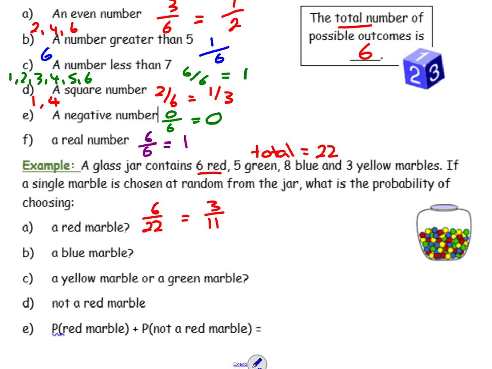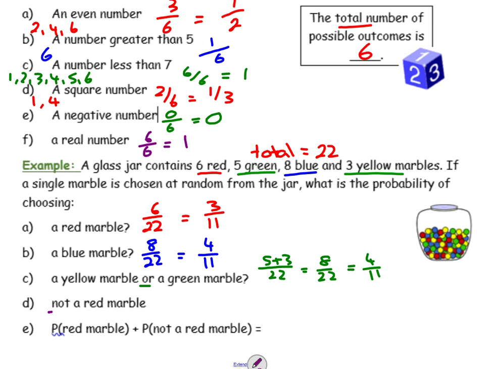A blue marble: there are 8 blue marbles, so that's 8 out of 22, which simplifies to 4 out of 11, of course. A yellow marble or a green marble. That means you're including more. You're including 3 yellow or 5 green. So in total, 5 and 3 marbles makes 8. If you want to, you can show a bit of working out: 5 plus 3 over 22 equals 8 over 22, which also happens to equal 4 over 11.